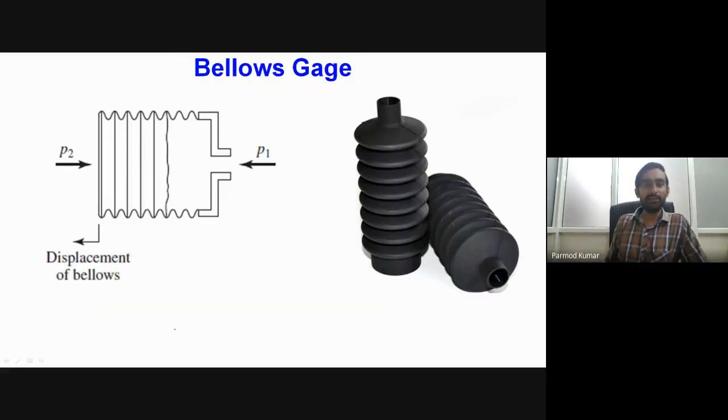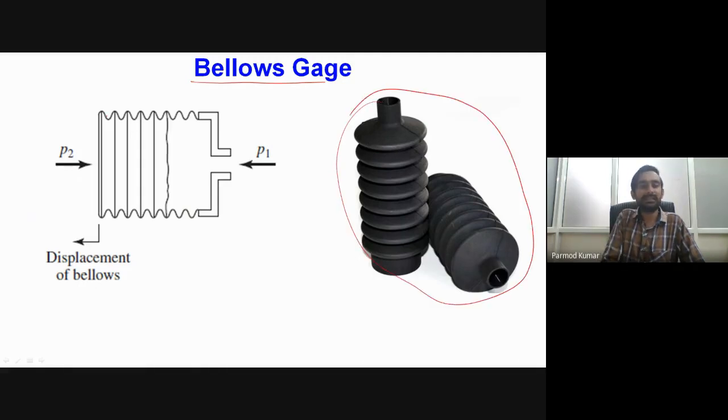Then, similar to the diaphragm, we may have one more type of gauge, known as the bellow type gauge. As I have already told you, bellow type devices are also used for pressure measurement. We have a bellow type structure, and I have shown a photograph and this schematic representation. Depending upon the pressure inside and outside the bellow, there will be deformation and contraction in the axial direction. If we measure that displacement of the bellow, it leads to the value of the pressure difference across its two ends.